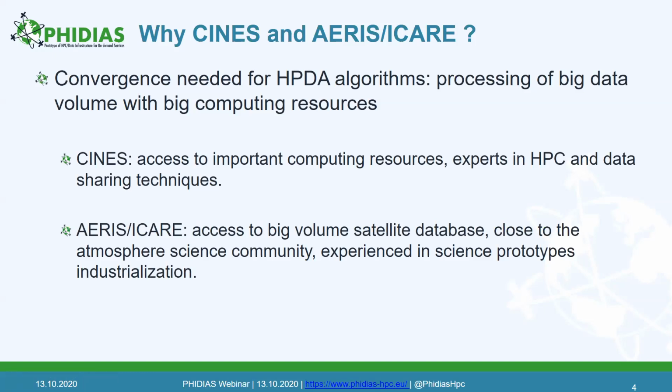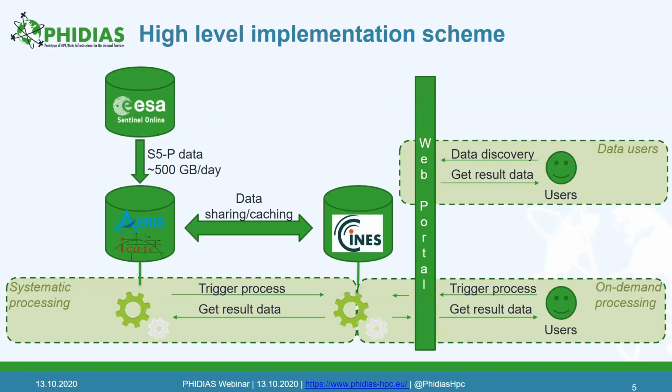Here at Iris iCar, we have access to a big satellite database. We are very close to the atmosphere science community and to labs, and we are experienced in science prototype industrialization and operations. So the idea is to mix the best part of these two infrastructures. Here is a big picture, a very high-level implementation scheme. I won't go into very specific technical details about that, but this is the general idea.